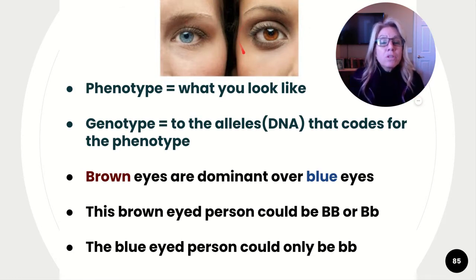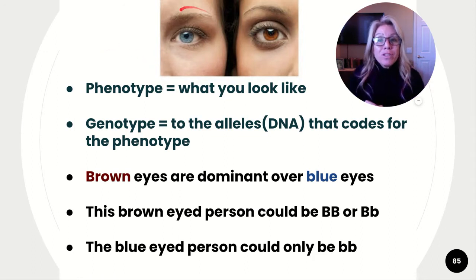Or this person with brown eyes could be a carrier for the blue-eyed trait. We wouldn't know, right? Because as long as they have one brown-eyed allele, they will have brown eyes, regardless if the second allele is blue-eyed. Now, we're going to talk all about that in genetics, and that's coming up in a different unit, but right now I just needed to introduce that to you.